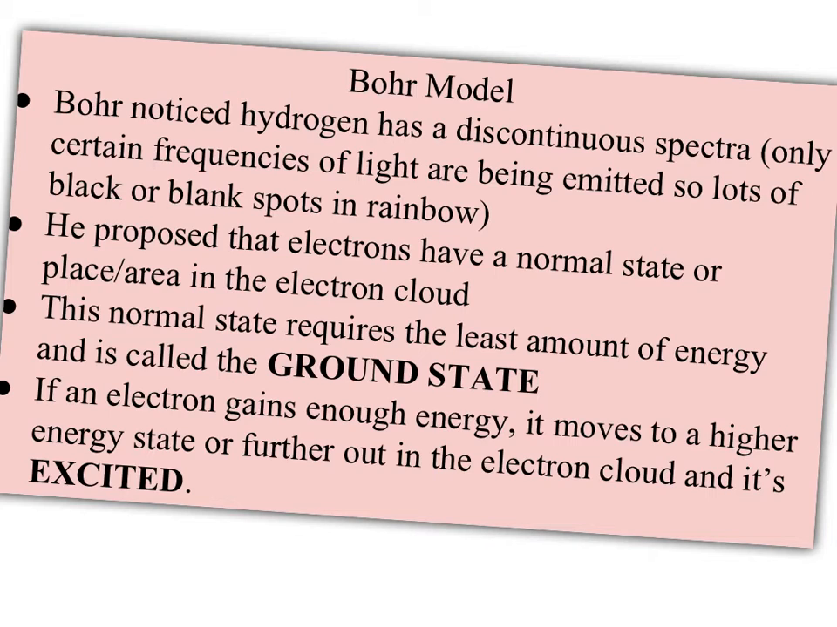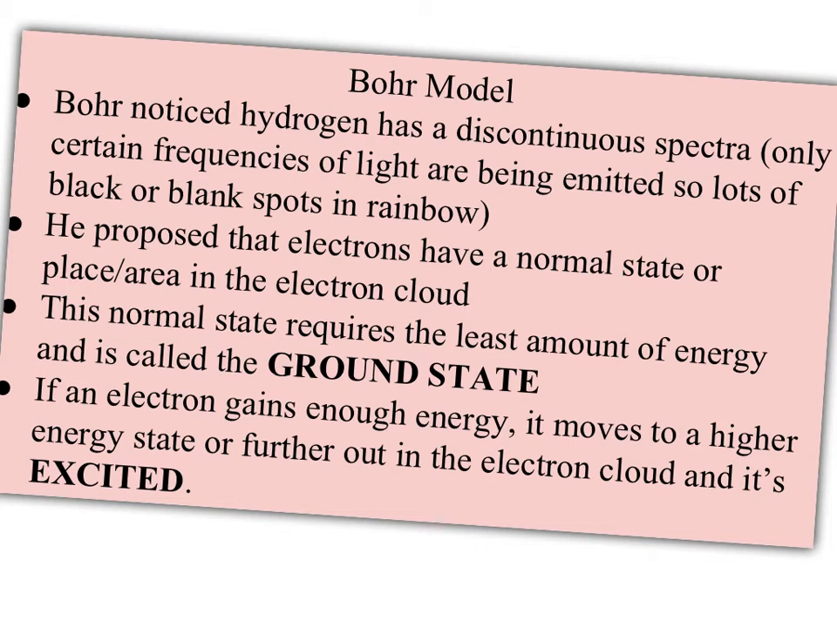So there's lots of black or blank spots, when normally a continuous spectra looks like the rainbow. So a discontinuous spectra is when only certain colors show up in that spectra. So you could kind of think of it as looking like a colored barcode, and in a moment here I'll show you what hydrogen spectra looks like.